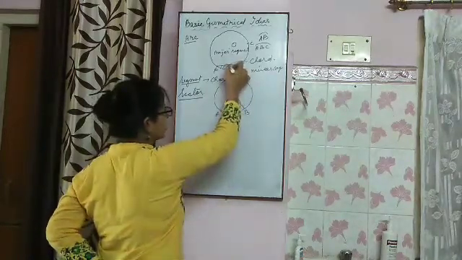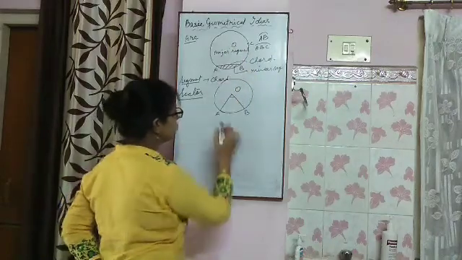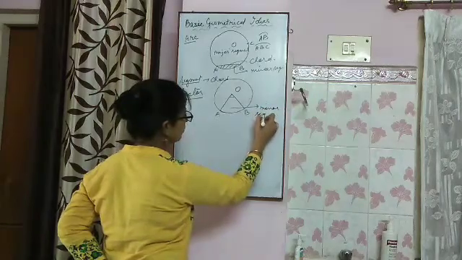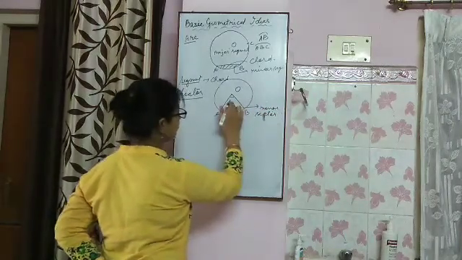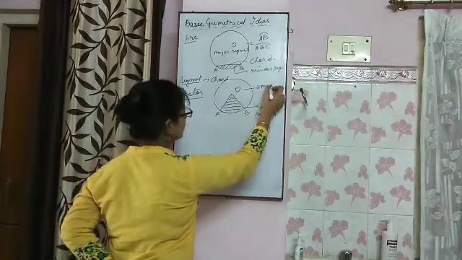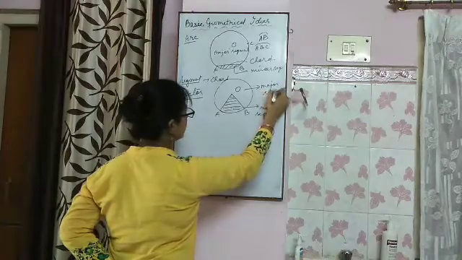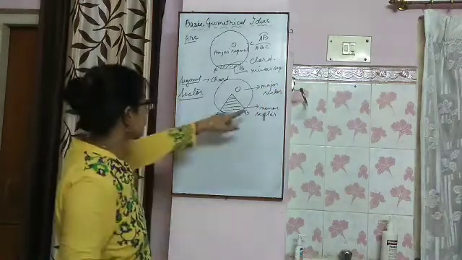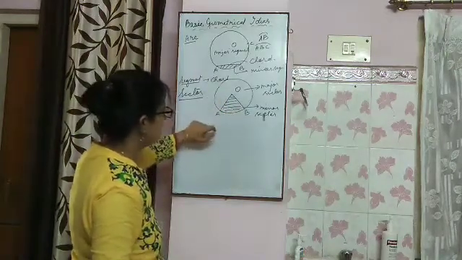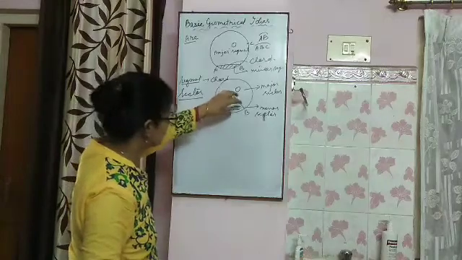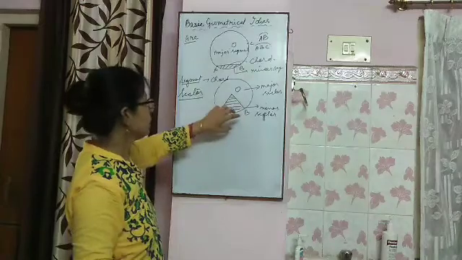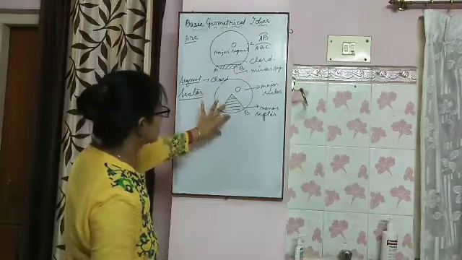So as usual, like minor and major segment, here also we will get minor sector. This part is minor sector and the other part is major sector. So for getting sector, we need to draw two radii in the circle. So the part region enclosed by the curve and the radii means the sector.